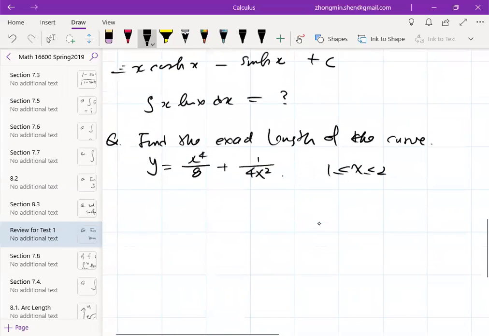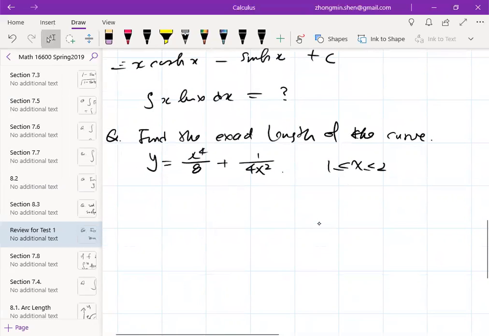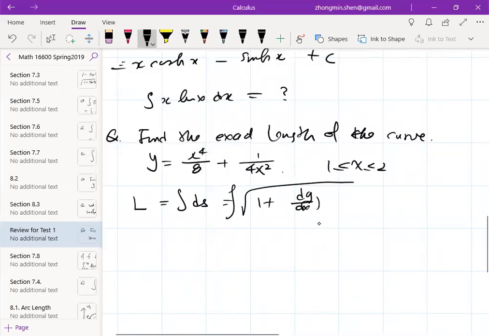Step 1, give me the formula. The length is going to be the integral of ds, but you have to change to the x variable. So it's the integral of the square root of 1 plus (dy/dx) squared dx, with x between 1 and 2. This is what I want to see first before you do any computation. Don't just find the derivatives and stop there, without giving any integrals, then move on to the next problem because you cannot figure it out. Then you cannot get any credit.